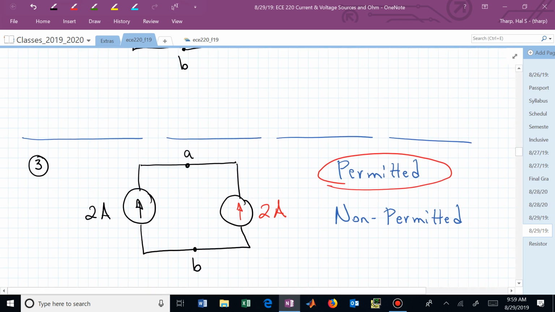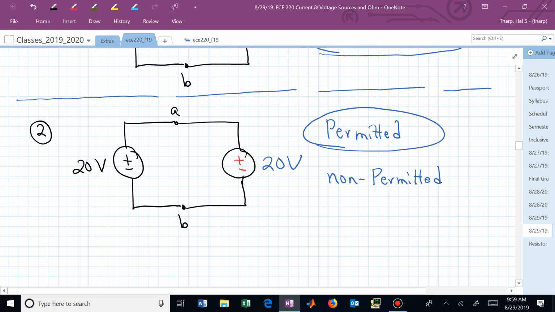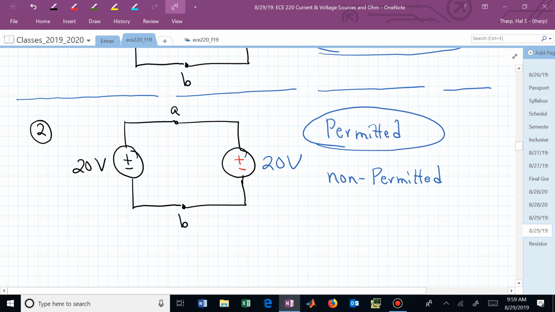So this one, to be consistent with how we started, I better leave it that way. So now this one. Now we're not worrying so much about the currents, are we? We're just saying these supplies will produce the currents necessary to give me 20 volts and 20 volts left and right. The current direction doesn't matter. And so this is ideal.